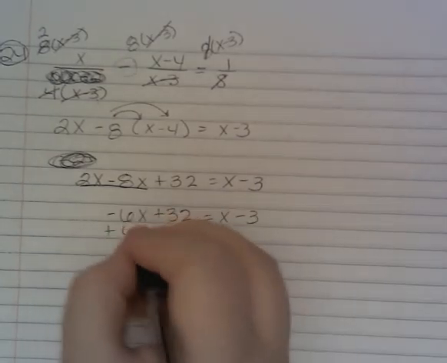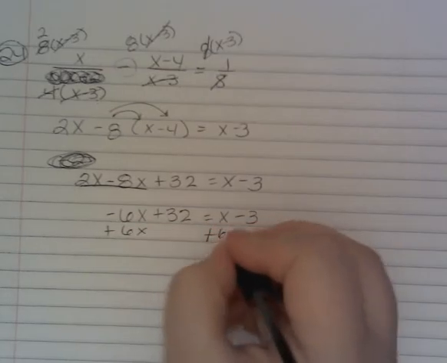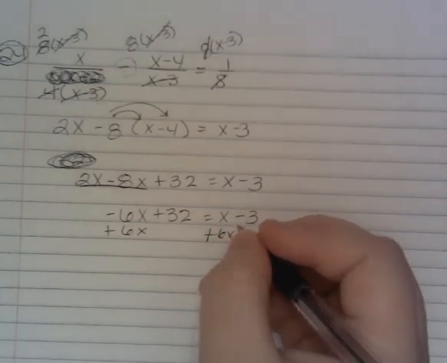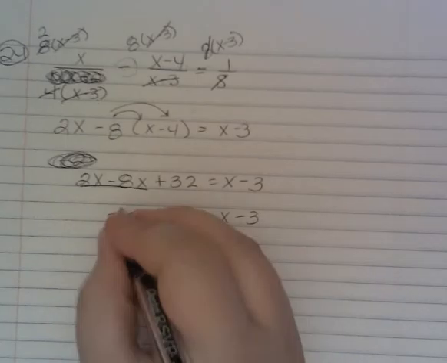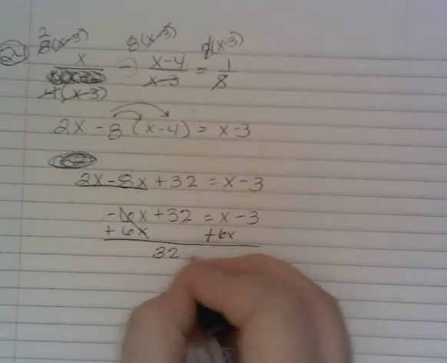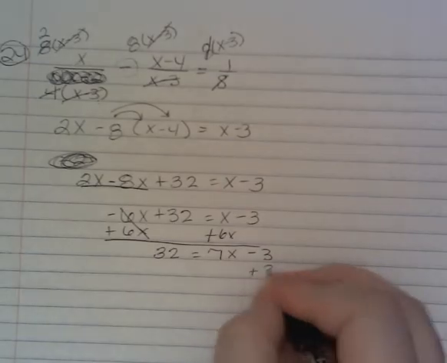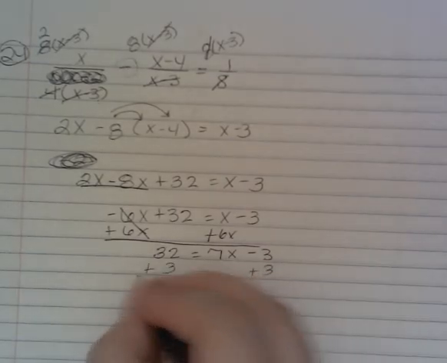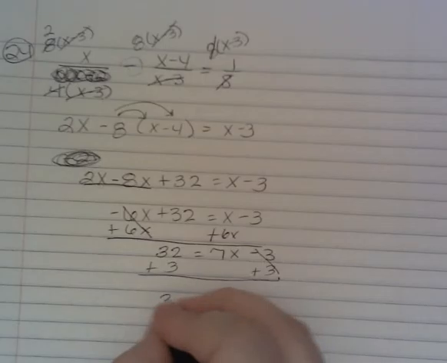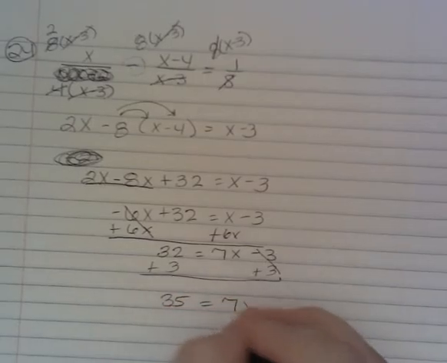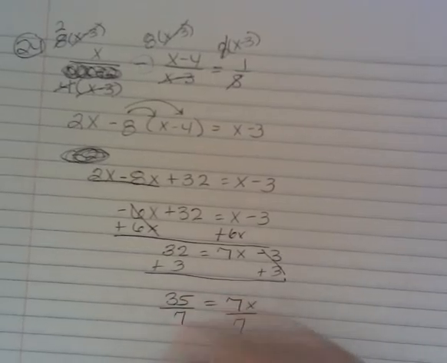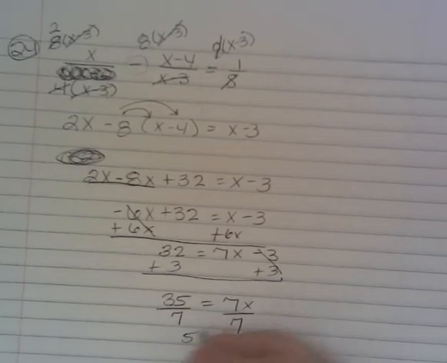Add 6x to both sides, which gives you 32 equals 7x minus 3. Add 3 to both sides to get 35 equals 7x. Divide both sides by 7 to get x equals 5.